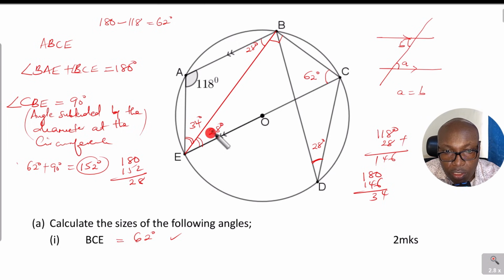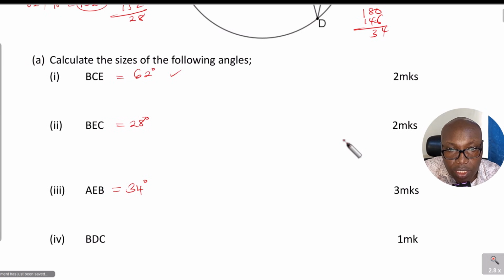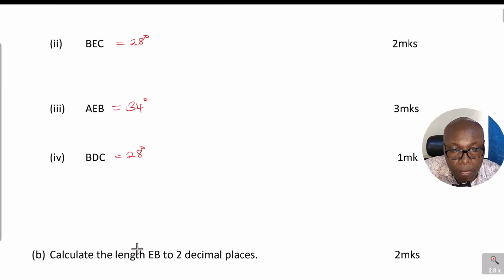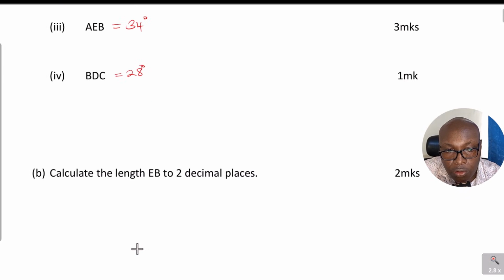Looking at these two angles, angle BEC, which is 28, and angle BDC, they are both being subtended at the circumference by this chord. You have chord BC, or this arc that is here. So those two angles are equal. So angle BDC is 28 degrees. So you're through with filling the angles. Now you can go to part B.